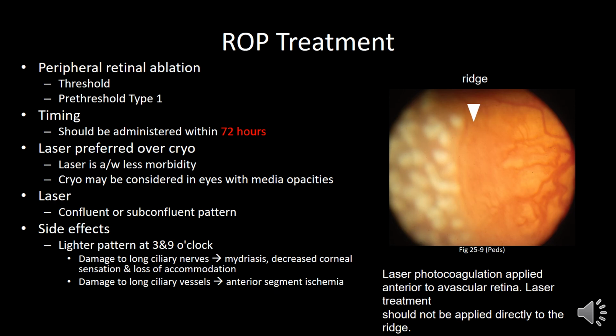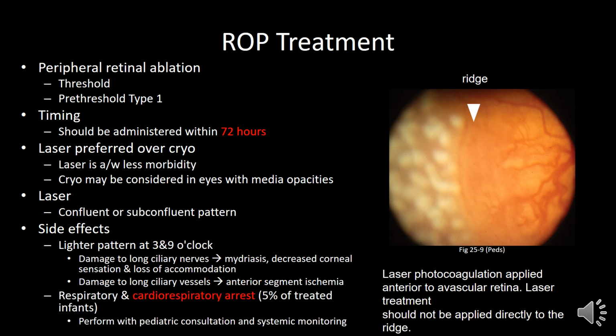Damage to the long ciliary nerves can lead to mydriasis, decreased corneal sensation, and loss of accommodation. Damage to the long ciliary vessels can lead to anterior segment ischemia. The most serious side effects include respiratory and cardiorespiratory arrest, which can occur in up to 5% of treated infants.